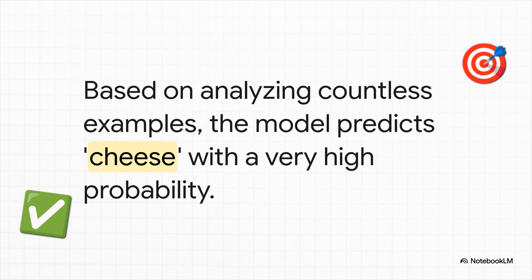This task has a name. It's called autoregressive modeling. And by just repeating this process over and over again, one word at a time, the model can generate entire paragraphs. So this is the really crucial point. This simple, repetitive prediction, that's the foundation for literally everything that follows.